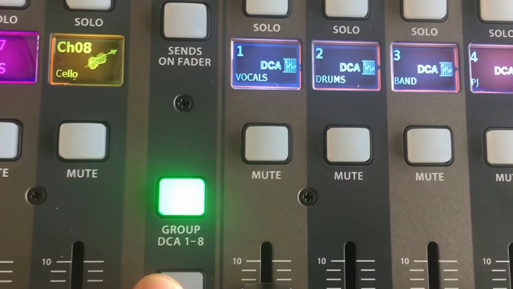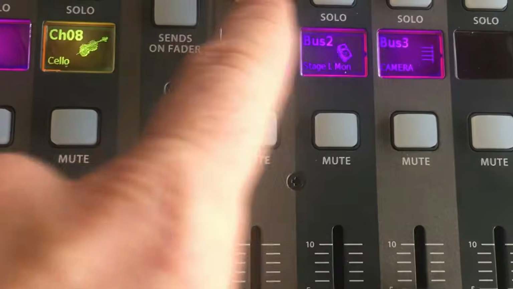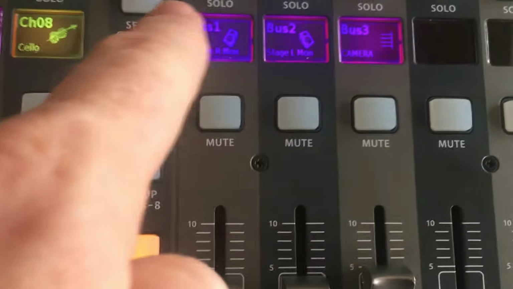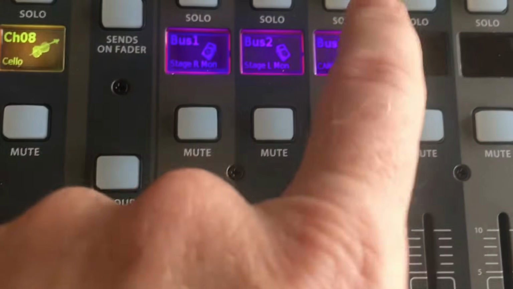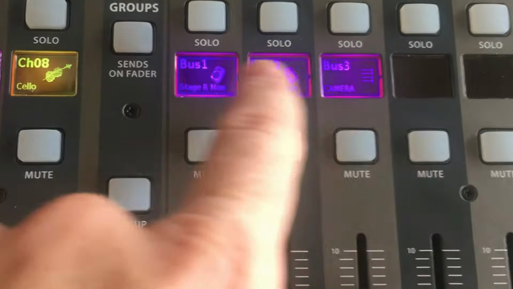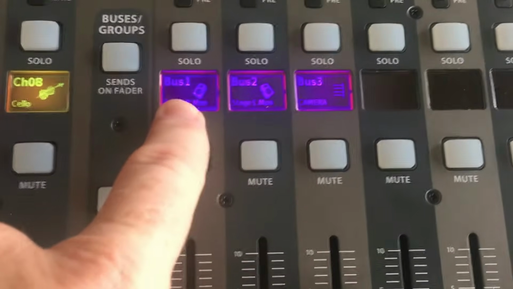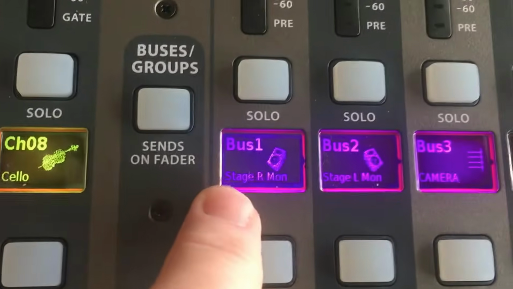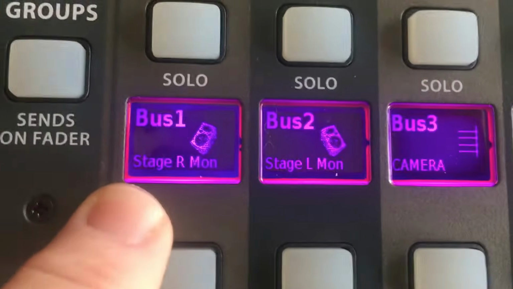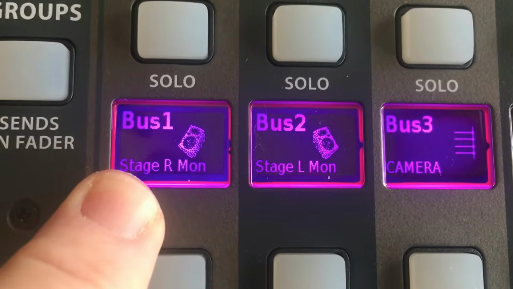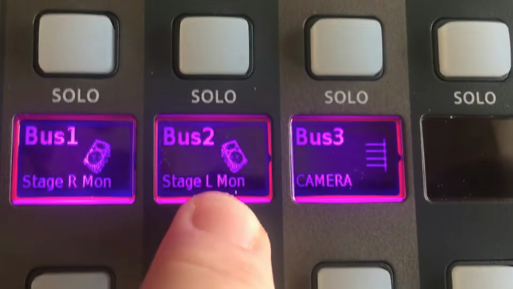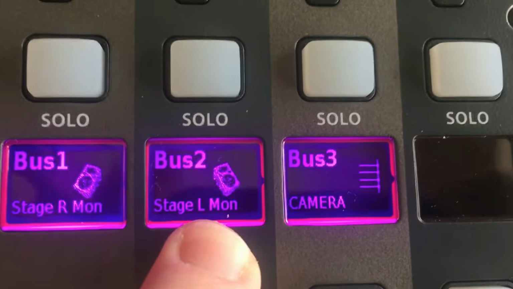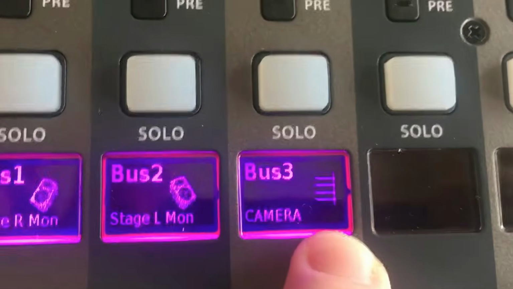And when I do that, you'll see these three things have changed. Now we're looking at buses 1, 2, and 3. And these are actually represented on the back of the board by outputs 1, 2, and 3. So output number 1 is going to go to stage right monitor. Output number 2 is going to go to stage left monitor. That's the one over by Randy. And then bus number 3 is going to go to the camera.